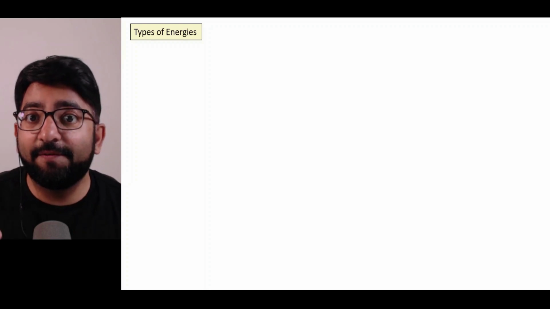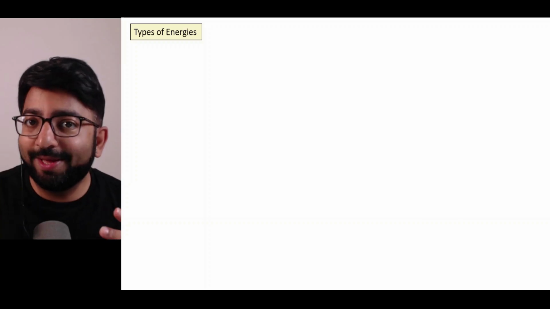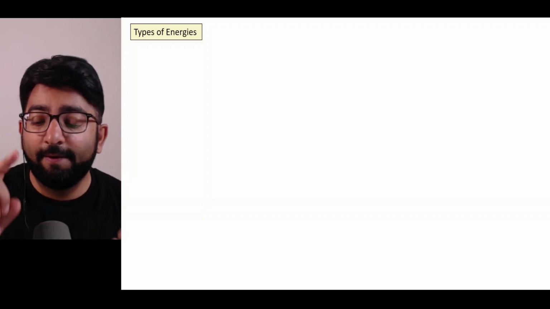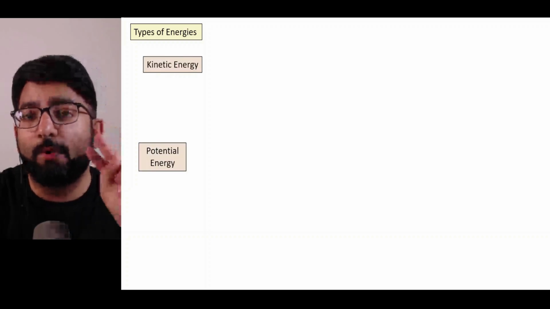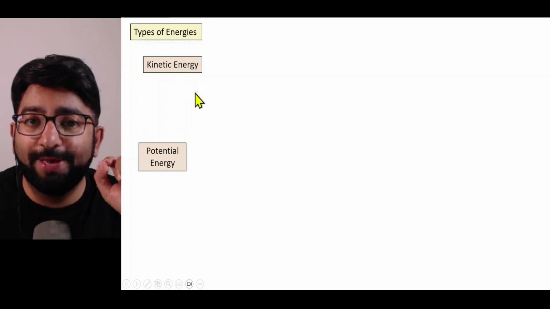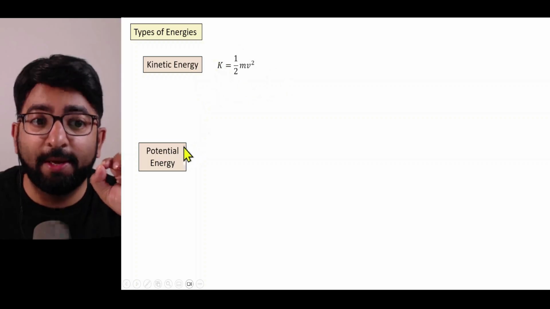Let us discuss the different types of energies which are important for this chapter. Although there are many types of energies, for this chapter, work, energy and power, we are going to discuss the two most important energies. One is the kinetic energy, and then we have the potential energy. The formula for kinetic energy is half mv square. It is represented by K.